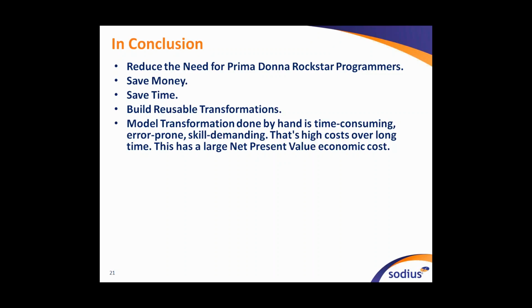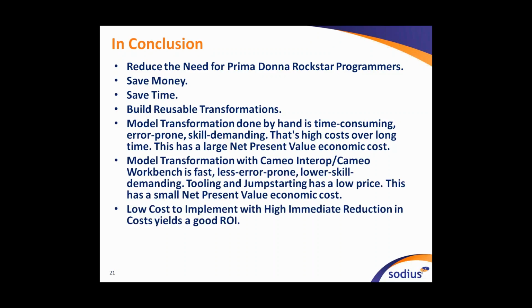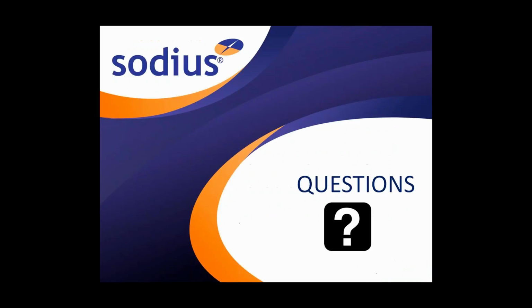This has a large net present value economic cost. Model transformation with Cameo Interop, Cameo Workbench is fast, less error prone, lower skill demanding. It has a low price. This has a small net present value economic cost. And it is low cost to implement with high immediate reduction in cost yields and a good ROI.